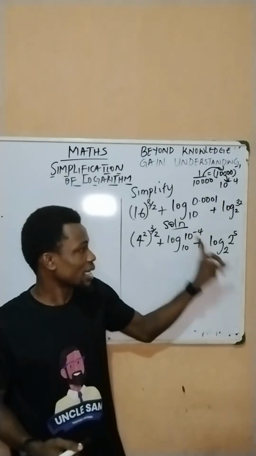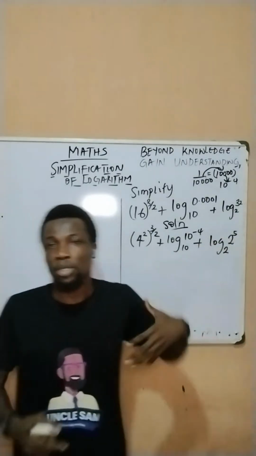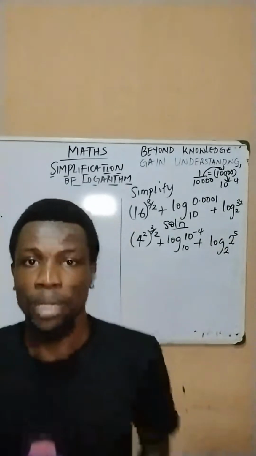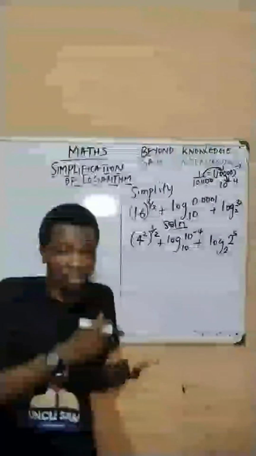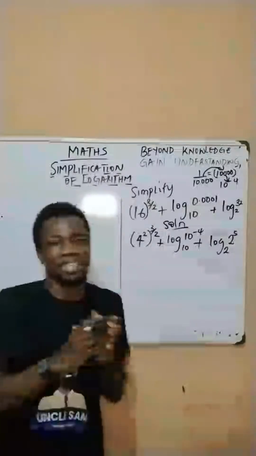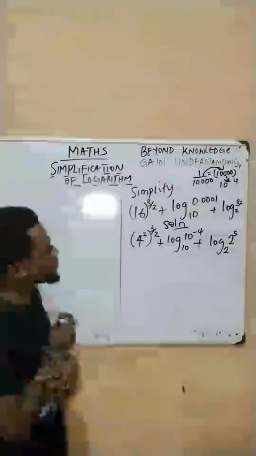That is what it is here. And then I switch up 32 to now become 2 raised to the power of 5. Now that we've done this, we can go on and simplify each. It's quite easy to do that. So how do you simplify it?